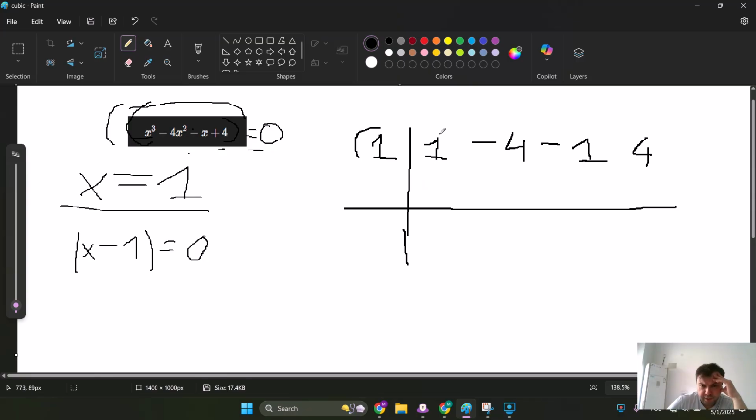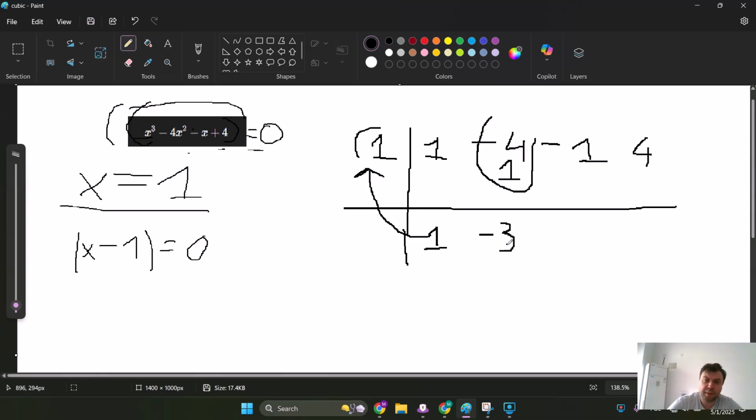First, this coefficient, number 1, we just write it without any changes. Then we multiply the first number by the root, and the result we write under the second coefficient. So 1 times 1 is 1, and we write it here. Now we add these two numbers. Minus 4 plus 1 equals minus 3, so we write minus 3 here.